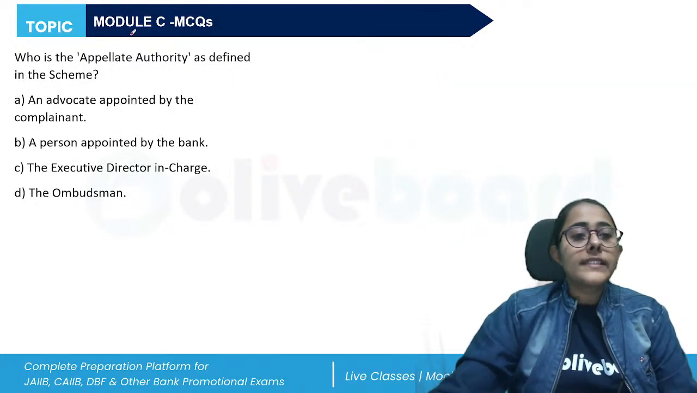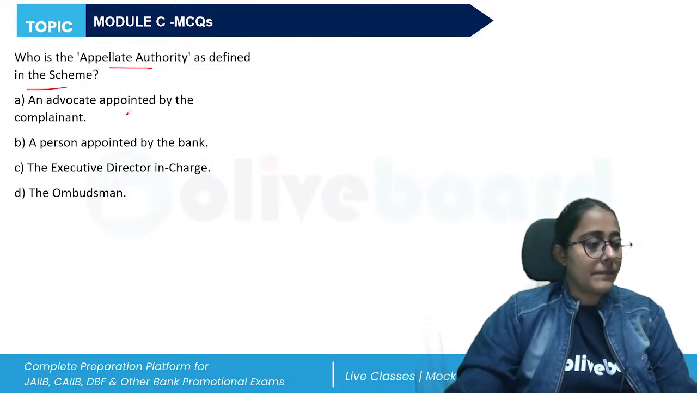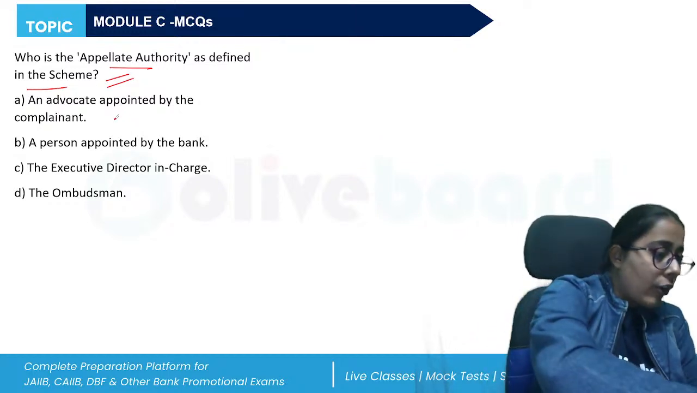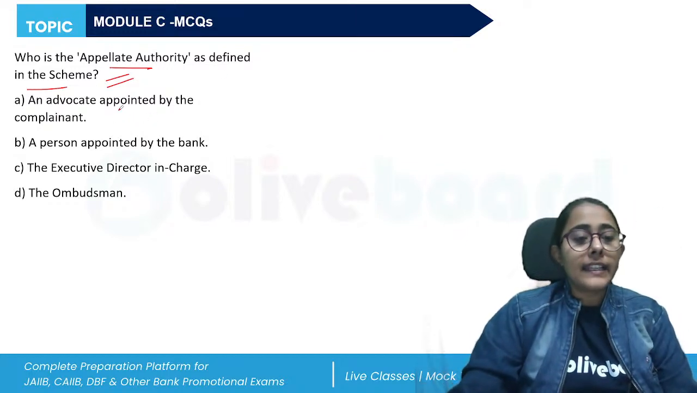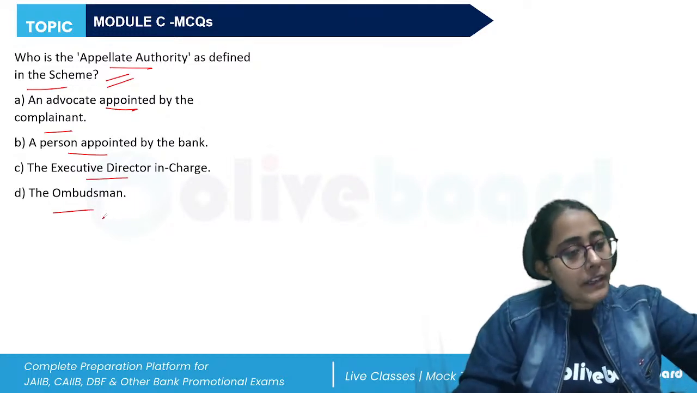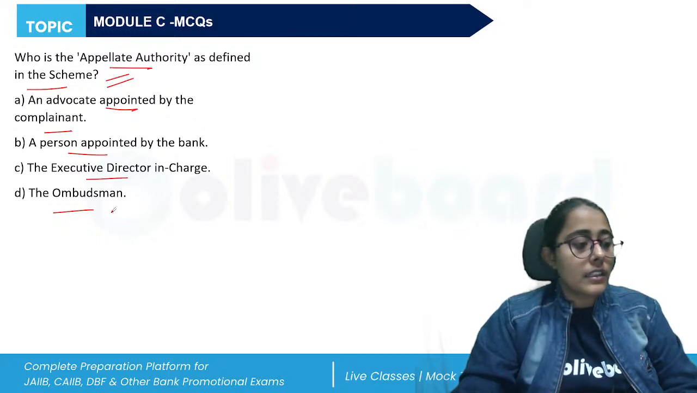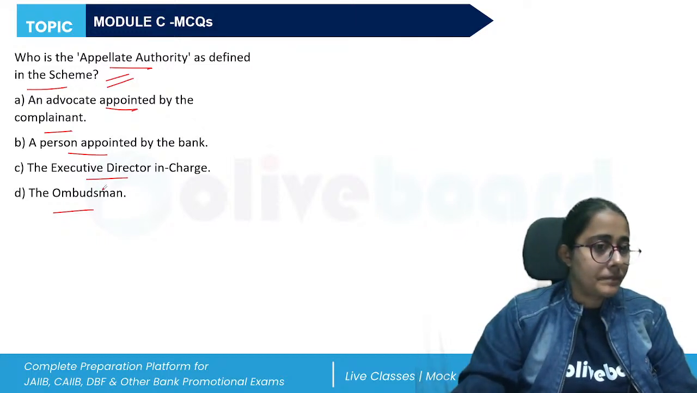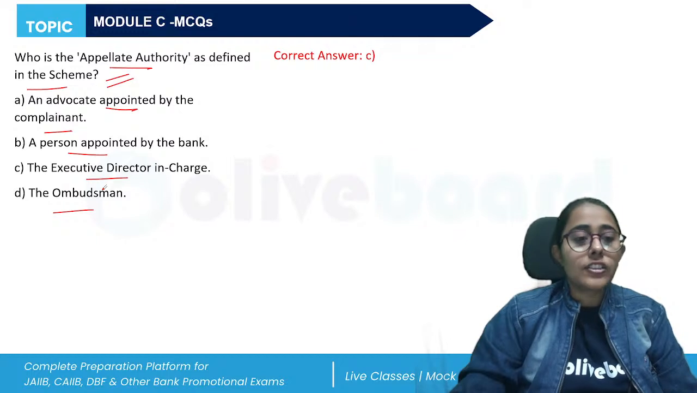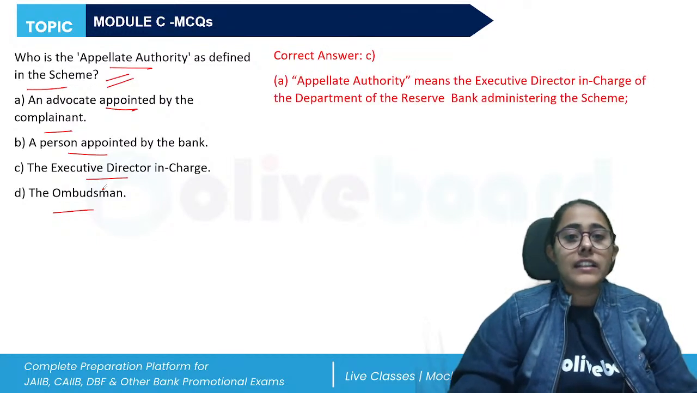Next question, who is the appellate authority as defined in this scheme? In the scheme of the Ombudsman Act, who is the appellate authority? Whether it is any advocate that is appointed by the complainant, or a person appointed by the bank, the executive director in charge, or the ombudsman, who is appointed as the appellate authority under the particular scheme? Yes, the correct answer to this question is option C, that is the executive director in charge.